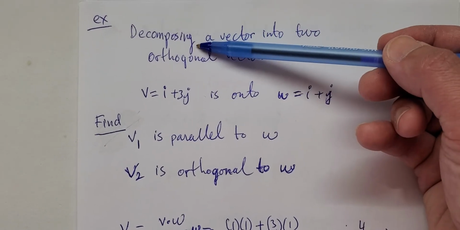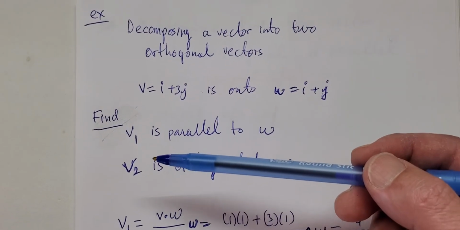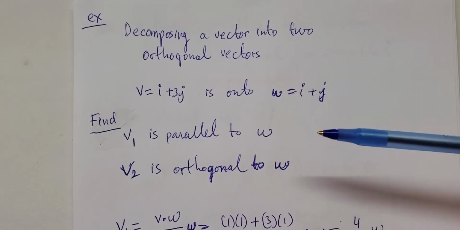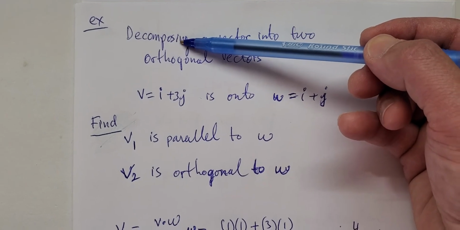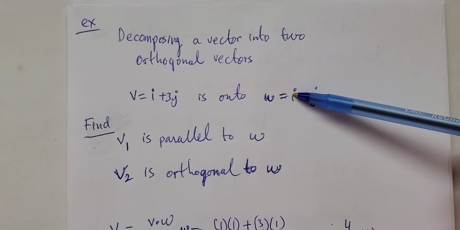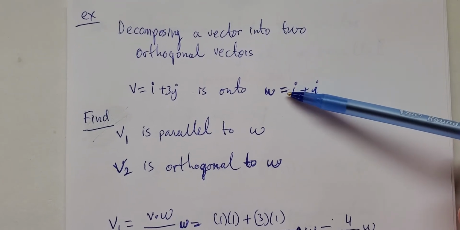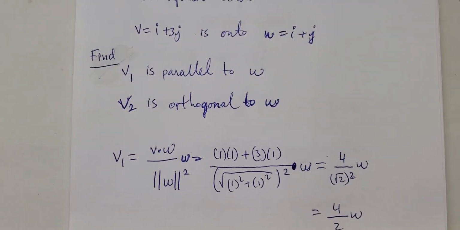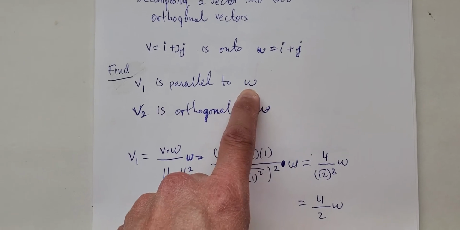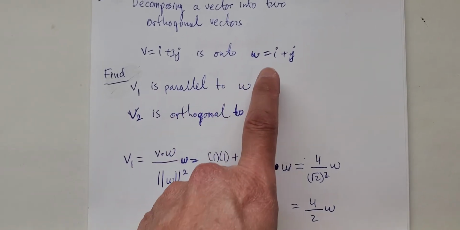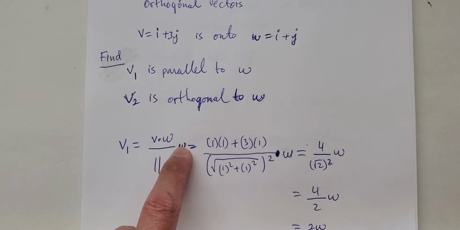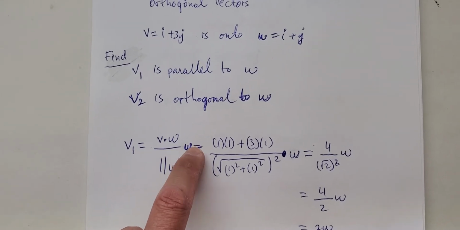Decomposition means we want to find two other vectors. One of them is parallel to W and the other is perpendicular to W. So the first thing we need to do is to find the first vector that is parallel to W. Here's the formula: V dot product W, all over the magnitude of W squared, times W.